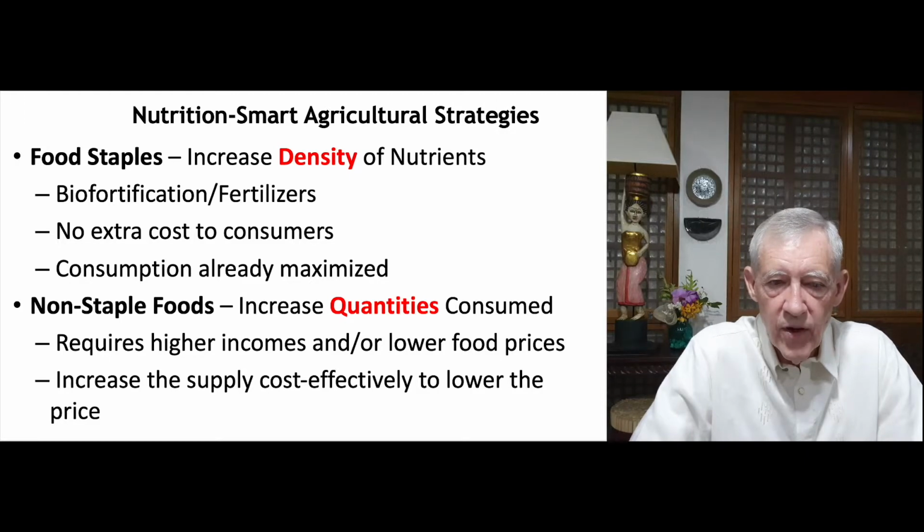My related second point is to simplify as follows. We can break down nutrition-related activities to be undertaken within agriculture into two broad groups. First, those activities which focus on food staples, which must increase the density of minerals and vitamins. Consumers already eat maximum amounts of food staples. Second, those activities which focus on non-staple foods must seek to increase the quantities eaten. Fundamentally, the second strategy is only possible if incomes can be increased and food prices can be lowered. Both broad strategies need to be pursued simultaneously.